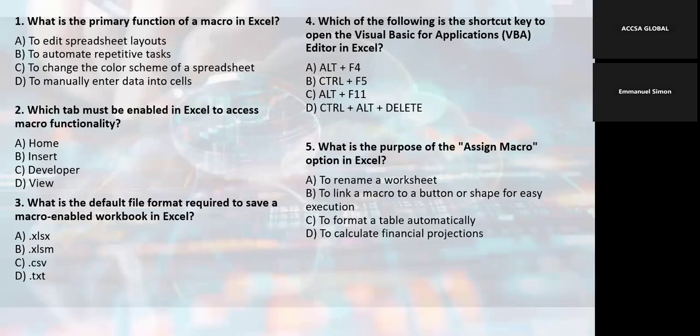Number 3, I'll answer number 3, then I'll leave you to answer the rest on your own. What is the default file format required to save a macro-enabled workbook in Excel? Remember, we said it has to be macro-enabled. So is it .xlsx, .xlsm, CSV, or .txt? Of course, it is B, which is .xlsm, the macro-enabled format.